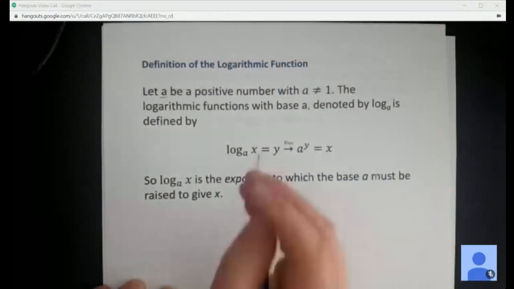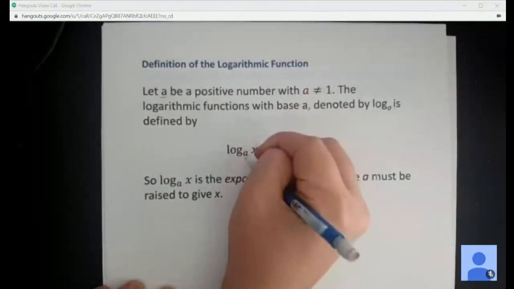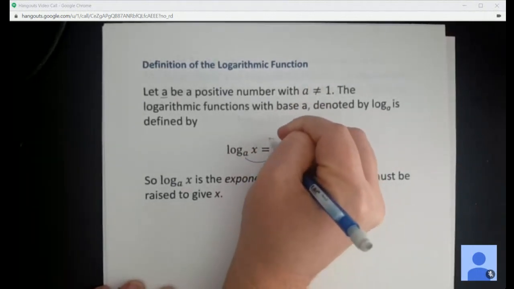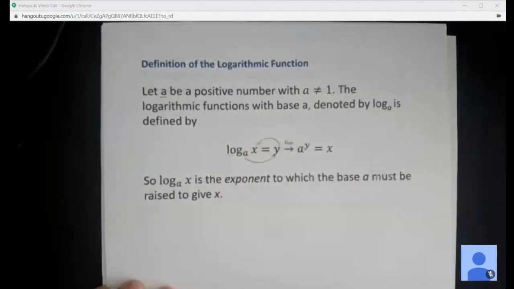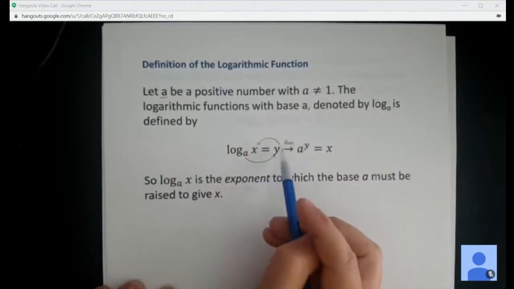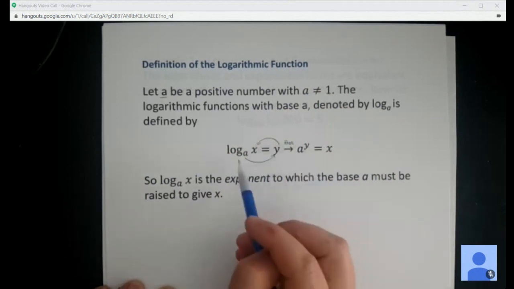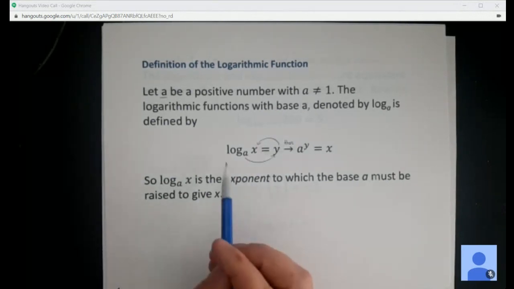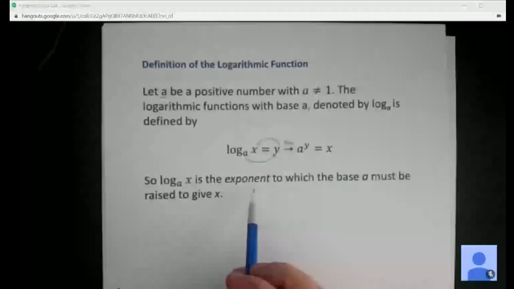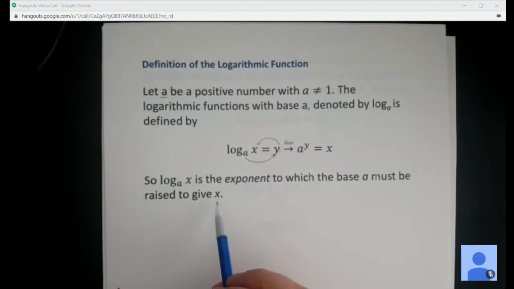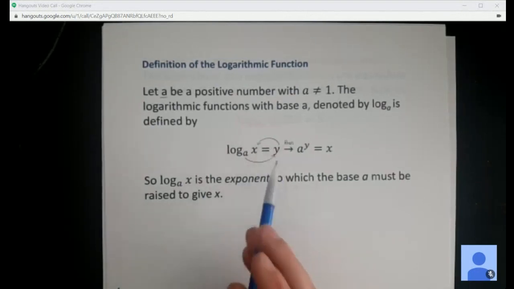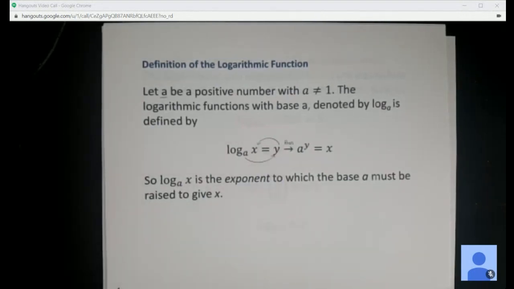Now, the way we go from one to the other is we're taking the base, raising it to whatever power we have over here, and that's going to be equal to whatever value we have inside of our logarithm. So a to the y is equal to x. That's what we have right here. These two equations are equivalent to each other. And so what this tells us is that this right here is the exponent to which the base a must be raised to give us that x value. That's what this statement down here is saying.